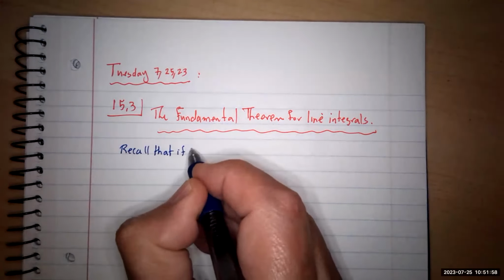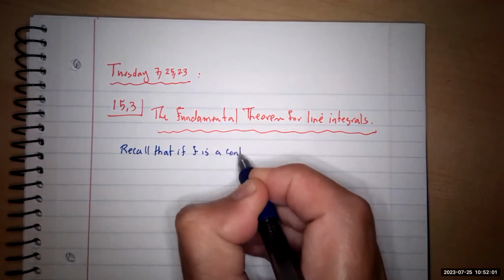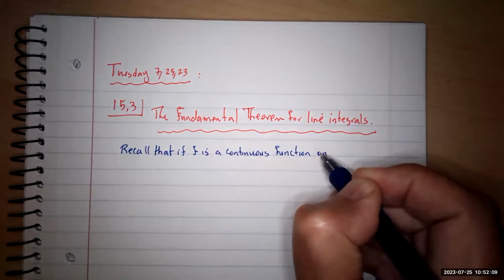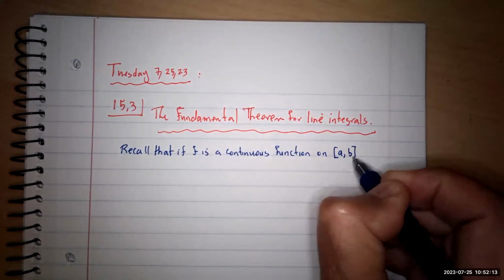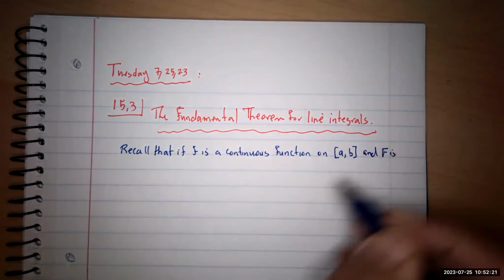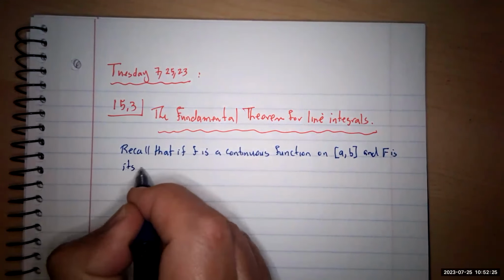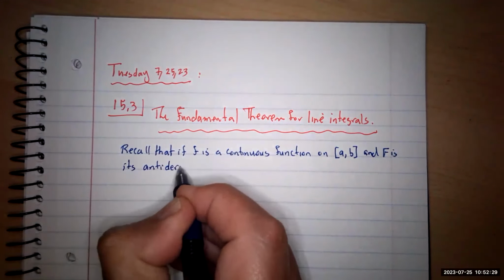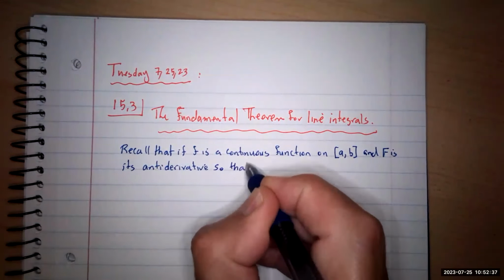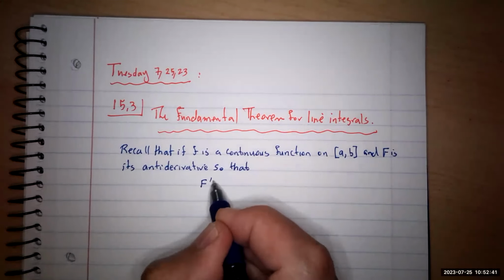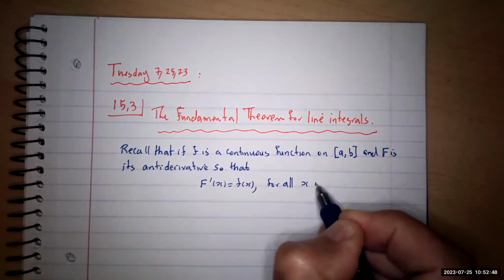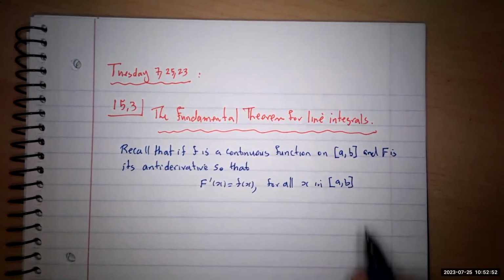Recall that if f is a continuous function on the closed interval a and b, we take it to be continuous, to be integrable. It's a function of one variable. And F is its antiderivative. Remember, the definition of antiderivative is that F prime of x is equal to f of x for all x inside a and b. So this part is just the antiderivative.